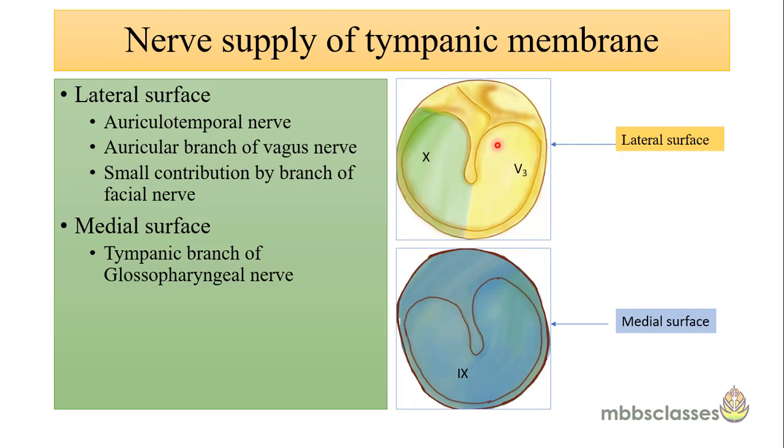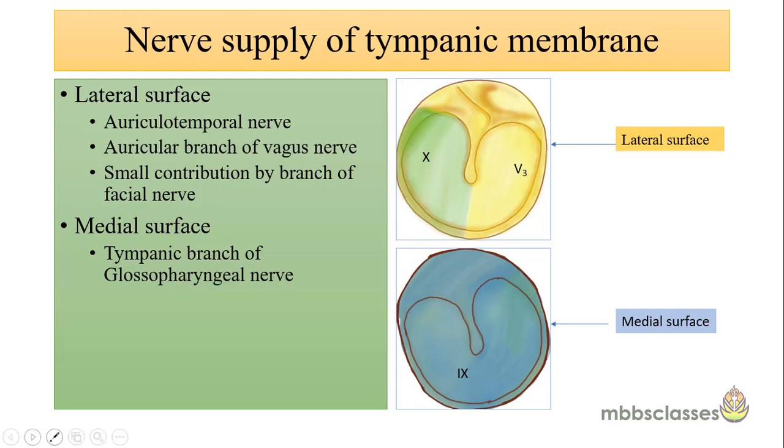The lateral surface is supplied by, as you can see in this diagram, the anterior half of the lateral surface is supplied by the auriculotemporal nerve, which is a branch of the mandibular division of the trigeminal nerve. The posterior part of the lateral surface of the tympanic membrane is supplied by the auricular branch of the vagus nerve, which is also called Arnold's nerve. There is one more nerve which contributes to the nerve supply of the lateral surface, the facial nerve.